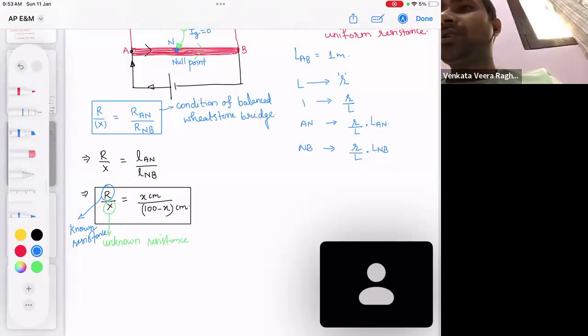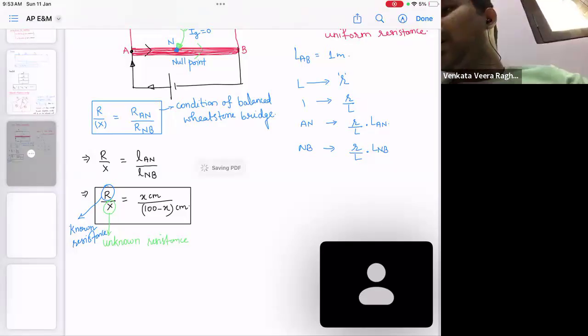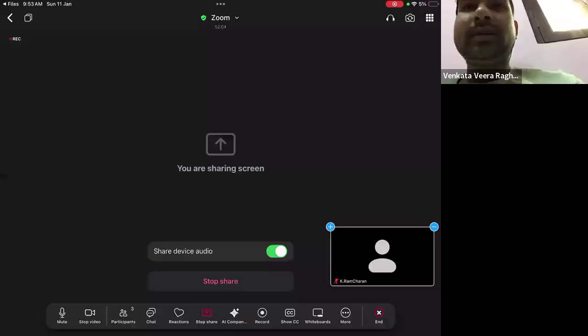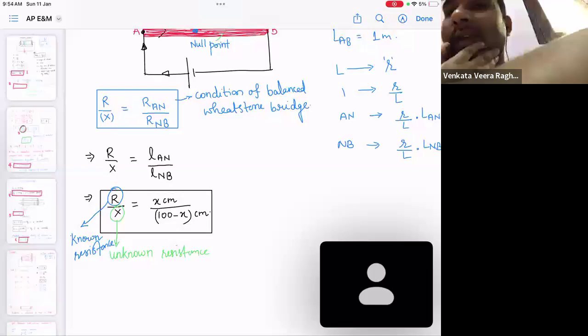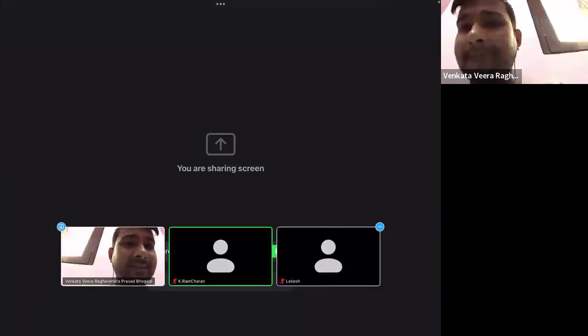So please tell me, did you understand what we discussed up to this? Next class we will discuss some examples on that. And we'll discuss the combination of cells also. Right now we have discussed the combination of resistance. We have to discuss the combination of the cell as well, series and parallel combination of the cell. So please tell me, is it clear up to this point?